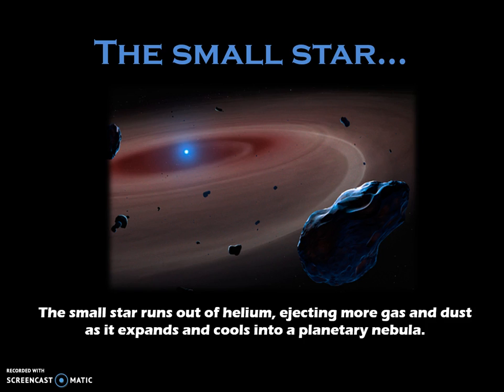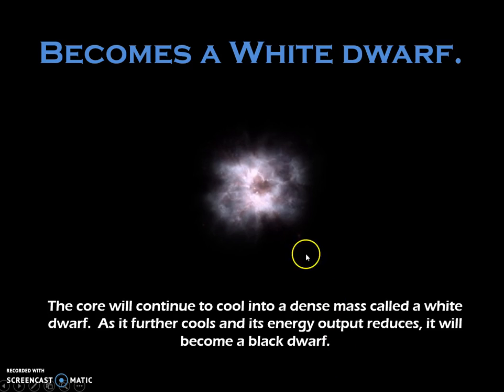It ejects more gas and dust as the reaction dies down, and it expands, and more volume means less temperature, thank you chemistry gas laws, and cools. And because it cools, again it expands and expands and cools into a planetary nebula. The nebula has a core in the middle that we're going to call a white dwarf, which cools and spins and spins and cools. As it further cools and its energy output reduces, among other things, it'll become harder to see, and we'll call it a black dwarf.